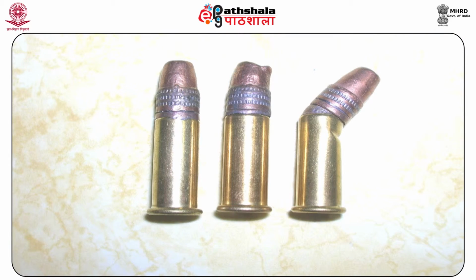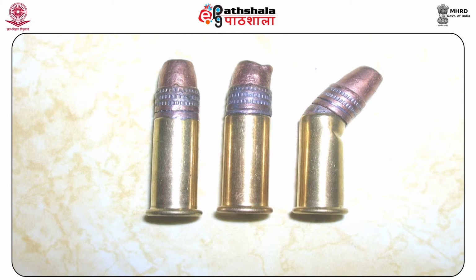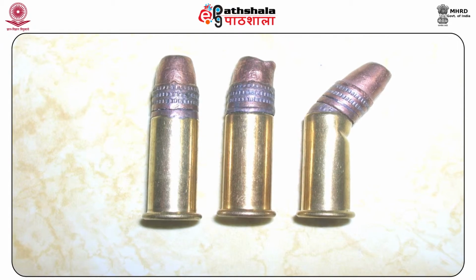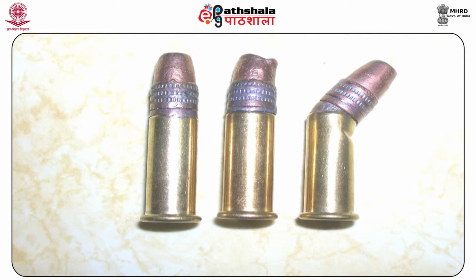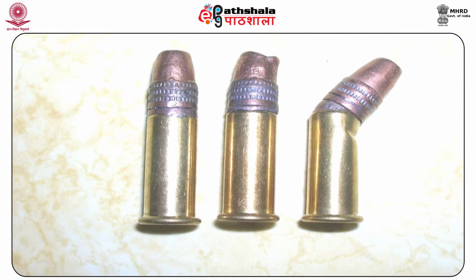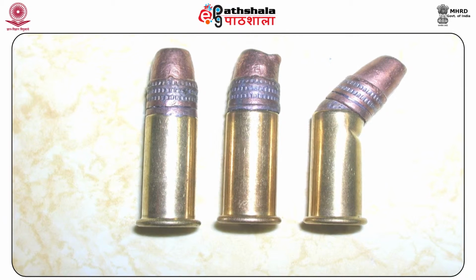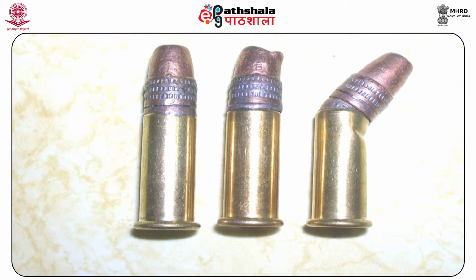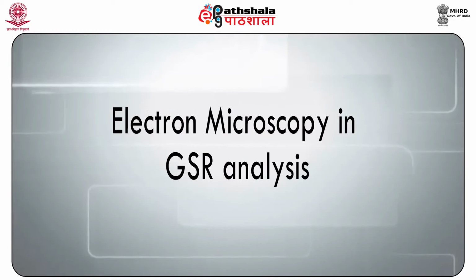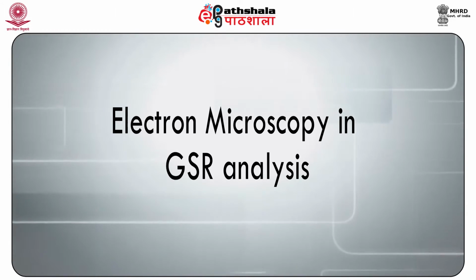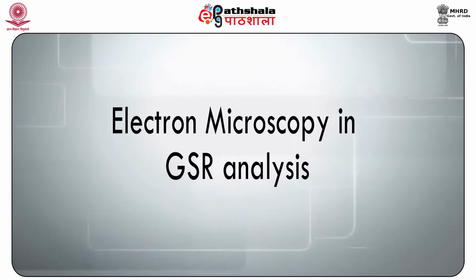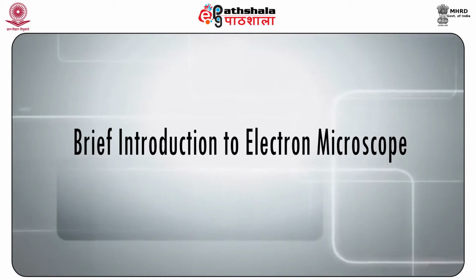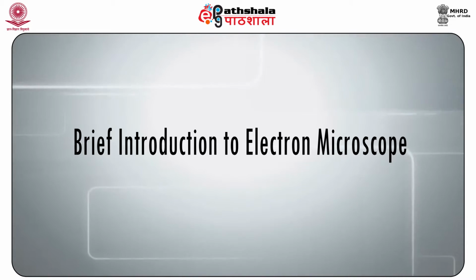In addition to the above elements produced from the primer, we may have contribution from other sources. Some particles of plain lead which has vaporized from the base of the bullet, and copper and zinc particles from the inside surface of the cartridge case. Now let us have a look at electron microscopy in GSR analysis. Let me give you a brief introduction to the electron microscope.